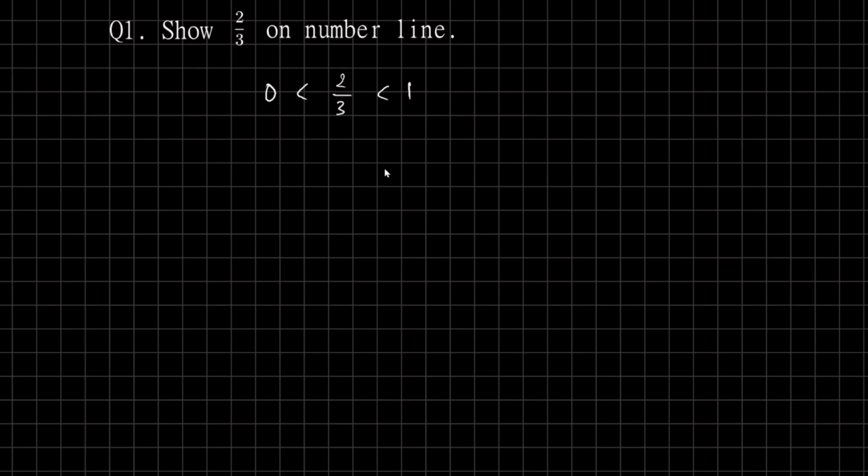So let's draw a number line from 0 to 1. Here is our number line. Now look at the denominator. It's 3. This tells us to divide the distance between 0 and 1 into 3 equal parts. How can we do that? We mark 2 points equidistant. So this number line is going to be divided into 3 equal parts: 1, 2 and 3.